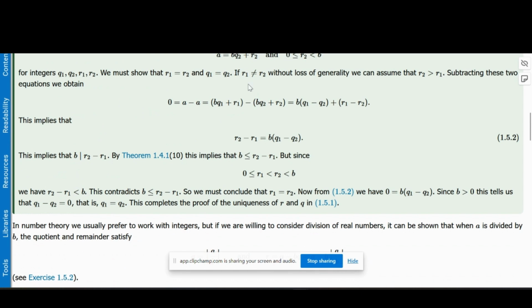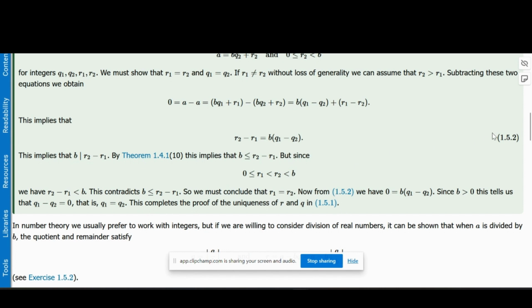So by this comparison property, this implies that B is less than or equal to R2 minus R1. But since 0 ≤ R1 < R2 < B, we have R2 minus R1 less than B. How do we obtain this? R2 is less than B, so R2 minus R1 is also less than B. This contradicts B being less than or equal to R2 minus R1. So we must conclude that R1 is equal to R2.